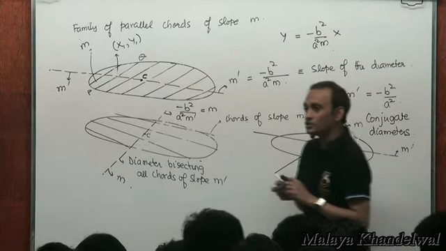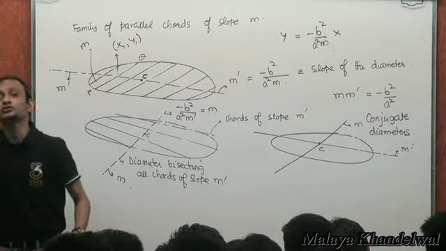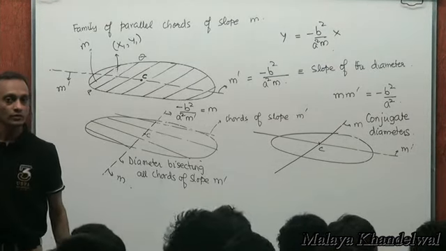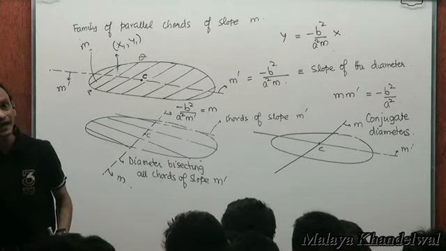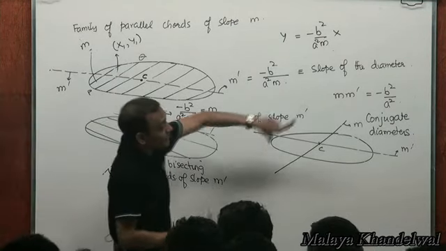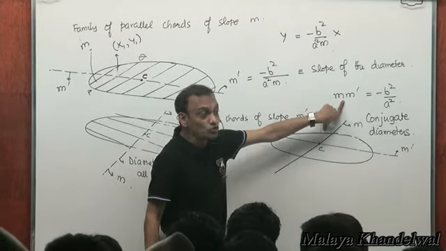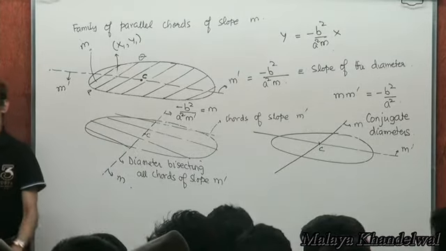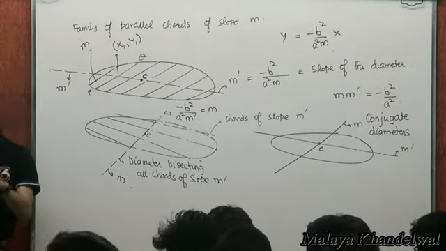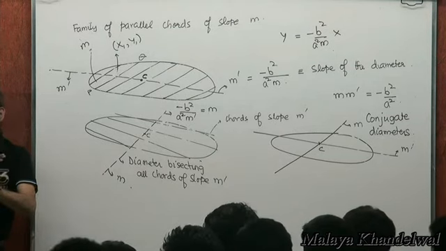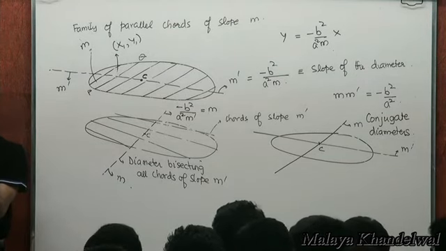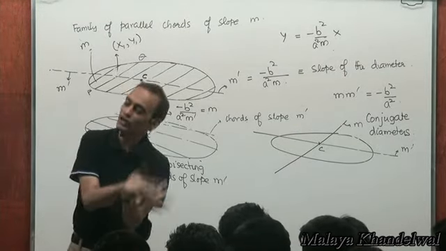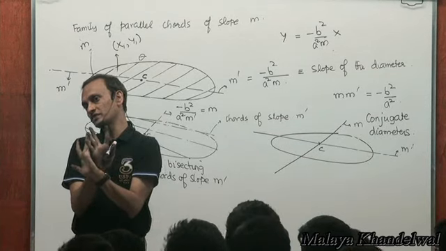What are conjugate diameters? A pair of diameters, each one of them bisecting chords parallel to the other diameter. This is what is meant by conjugate diameters. And the algebraic relationship that will guarantee this to happen: the product of their slopes must be minus b squared by a squared. Then they would be conjugate diameters. If I take any two diameters and find that the product of their slopes is minus b squared by a squared, then I can rest assured that each will bisect chords parallel to the other one. Are you okay with this or not okay?